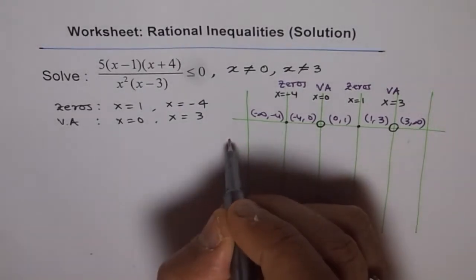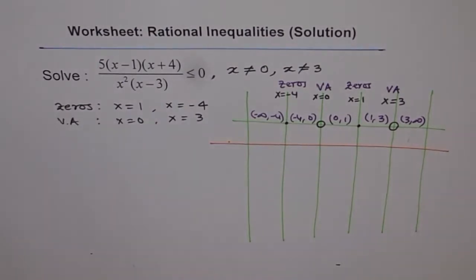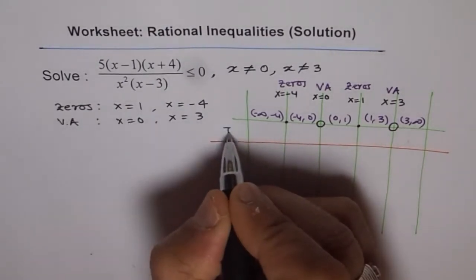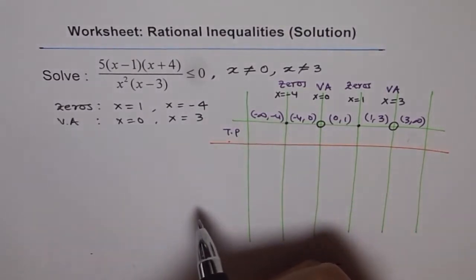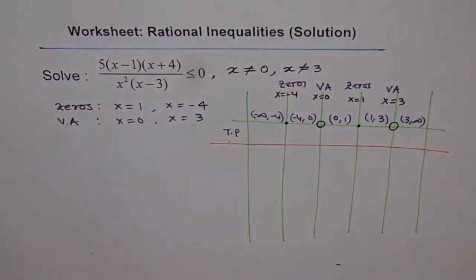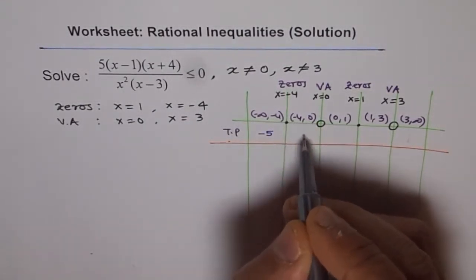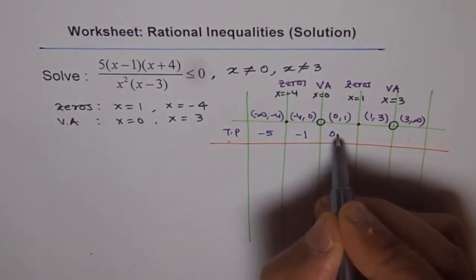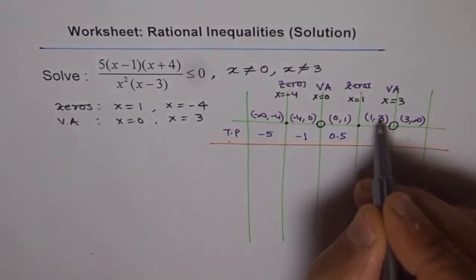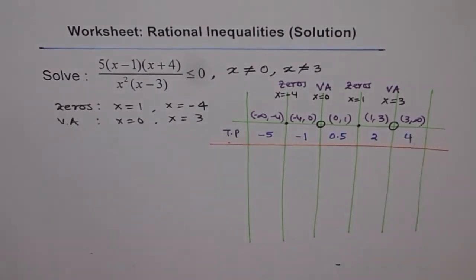Now in each region, we can take a test point, right? So we'll take a test point in each. In the region from minus infinity to minus 4, let's take minus 5. Between minus 4 and 0, we can take minus 1. From 0 to 1, 0.5. From 1 to 3, we can take 2, and from 3 to infinity we can take a test point of 4.